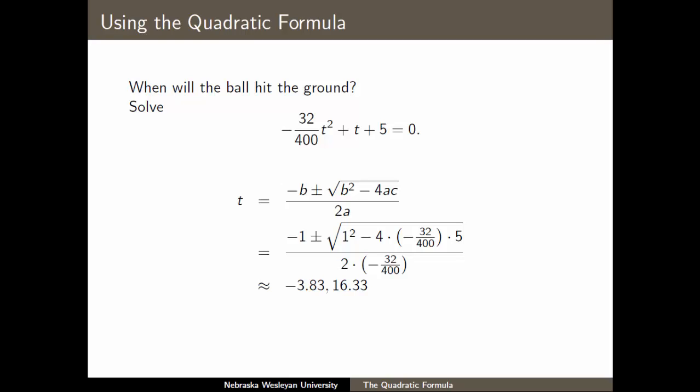When I use plus from the plus minus, I get an answer of negative 3.83. And when I use the minus from the plus minus, I get an answer of 16.33. For us, the answer of negative 3.83 doesn't have an interpretation. We saw in the picture that there was a root on the left side of the graph, but we're interested in the root that's on the right at 16.33 seconds. We'll discard the meaningless answer and say that the ball hits the ground at approximately 16.33 seconds.